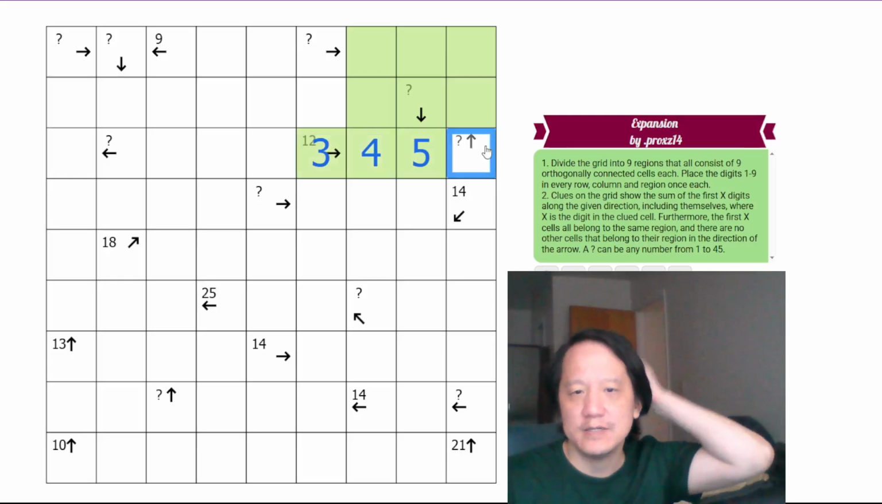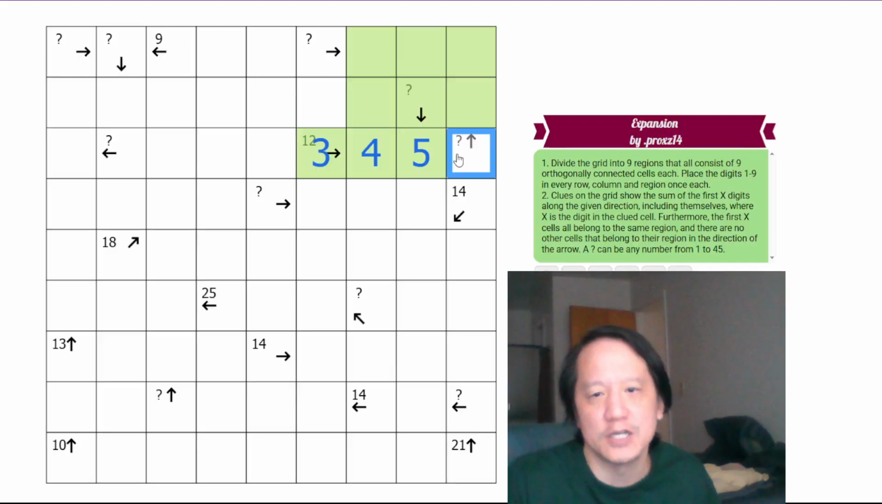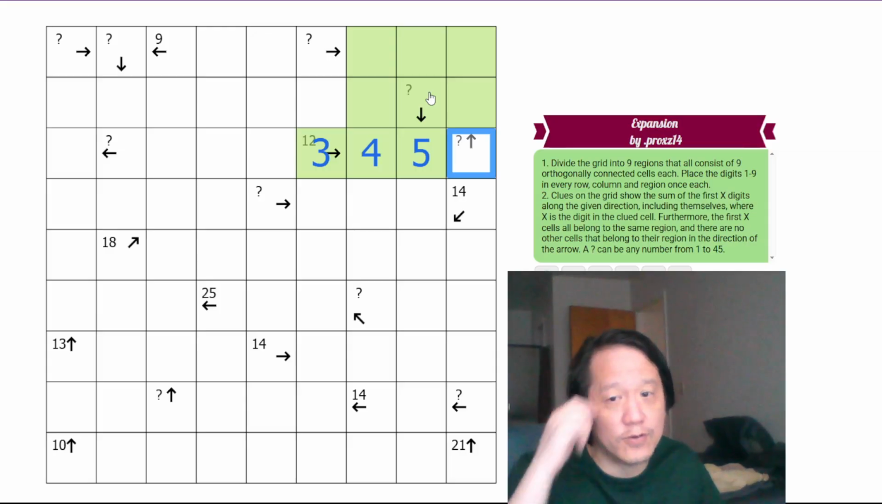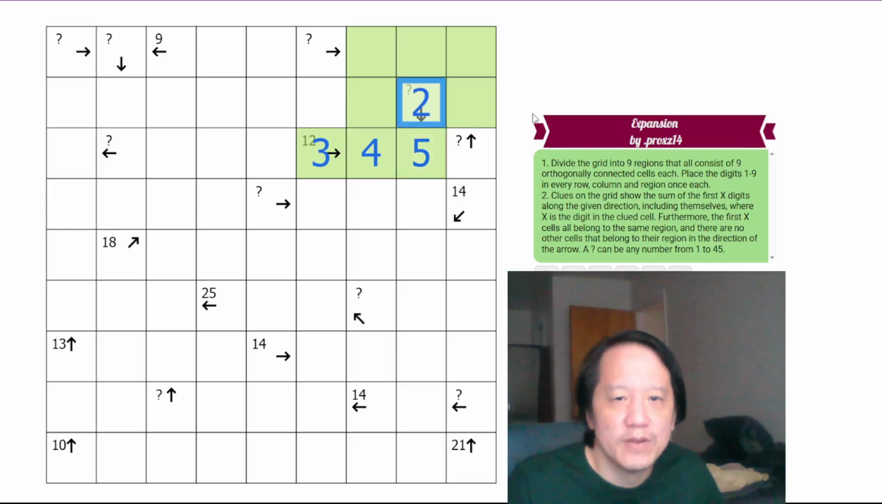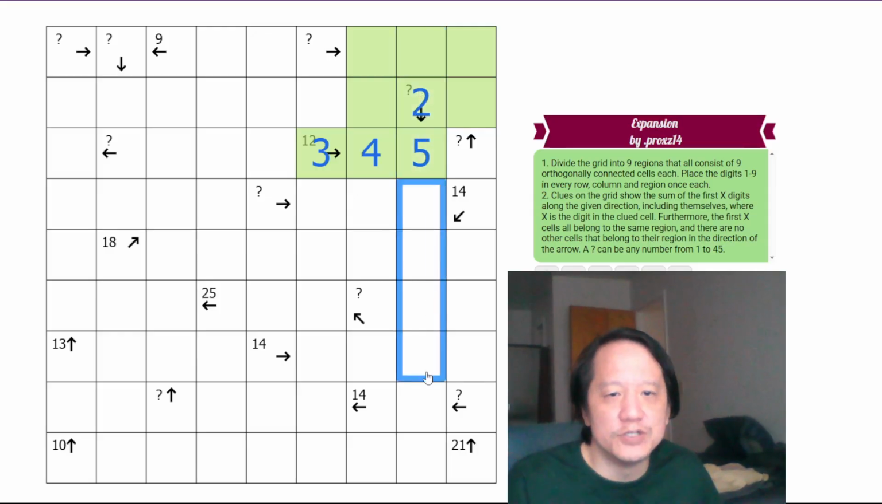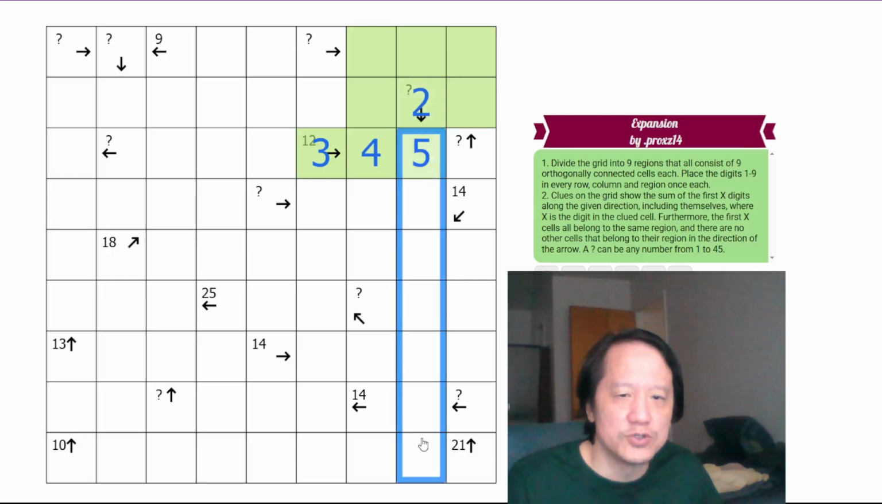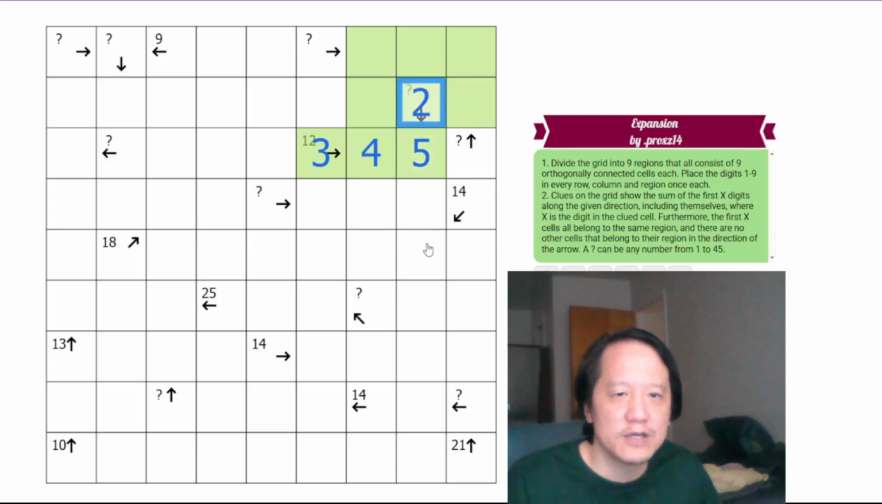This does not, because the first 3 cells belong to the same region, but no other cells in that direction can be. And finally, a question mark can be any number from 1 to 45. So if this were the sum, this would have to be 2, because the first 2 cells all belong to the region, and there are no other digits. It could not be 1 here, because if that were 1, that would say that this cell by itself belongs to the region, but no other cells in this direction also belong to that region, when we do have one that does. So that's why this would have to be 2 in that case.